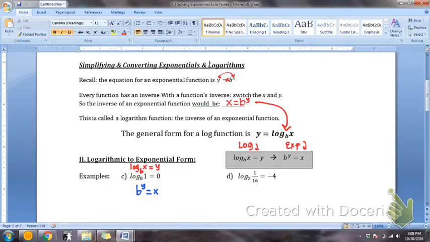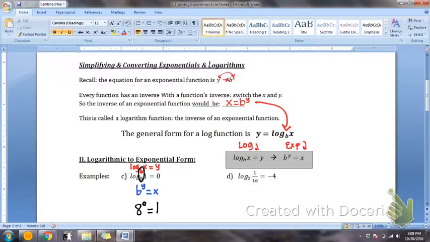So in my equation, what is the b value? Tish says 8. Does anyone agree with that? Yes. Look, they're in the same spot, right? So my b value is 8. What is the y value? 0. So I'm going to make 0 be my exponent. What is the x value? 1. So this is changing log form into exponential form.